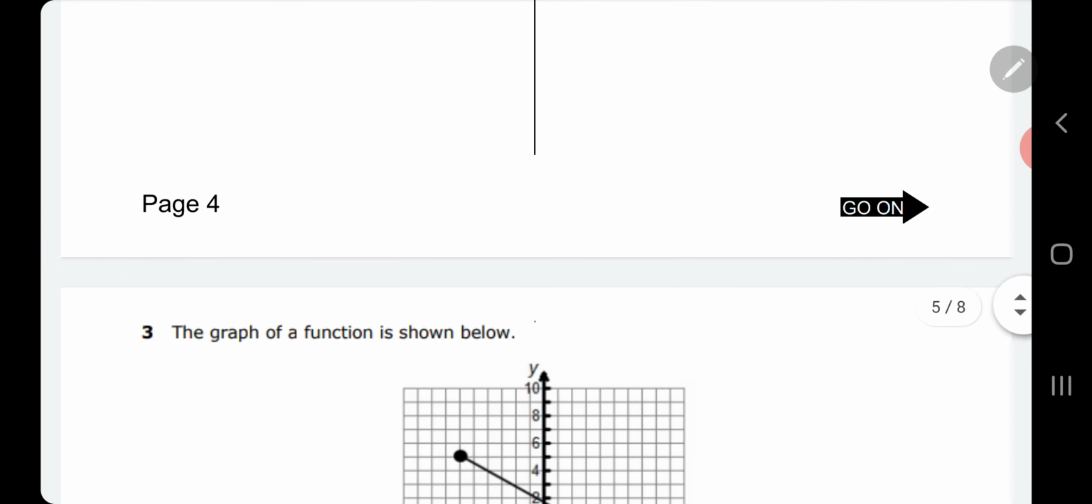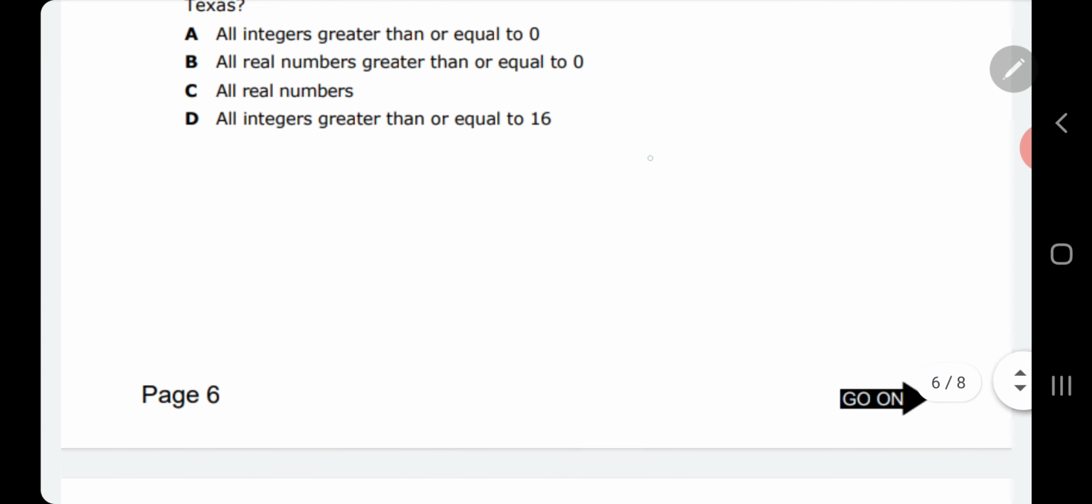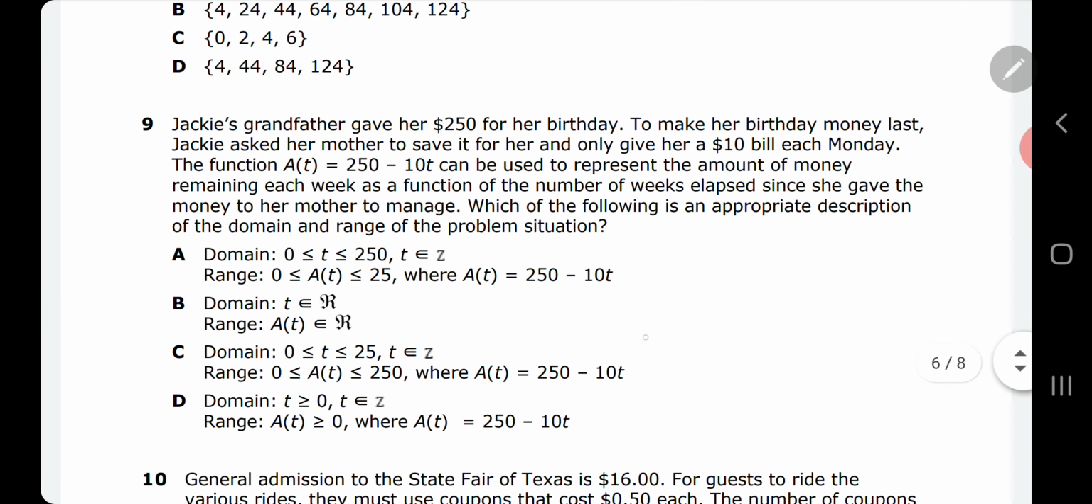Alright guys, I promise I won't go through all these problems, but I just want to pick out a few. We'll look at number 9. It says Jackie's grandfather gave her $250 for her birthday. To make her birthday money last, Jackie asked her mother to save it for her and only give her a $10 bill each Monday. So, the function A of T, which stands for the amount, is equal to 250 minus 10t, which makes sense. The total amount is equal to her initial amount, $250, minus the $10 she takes out each, I believe, week, right? Is what we read.